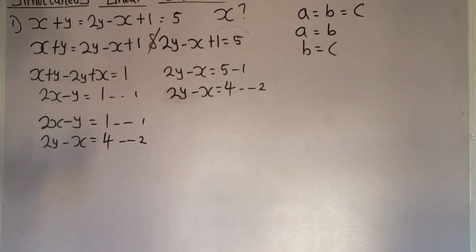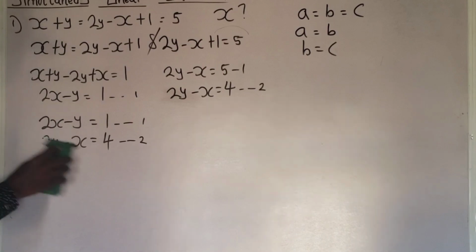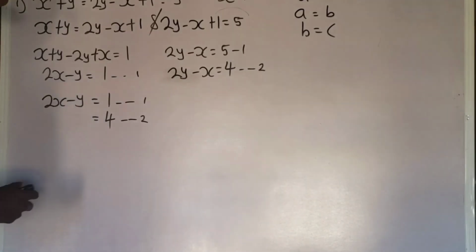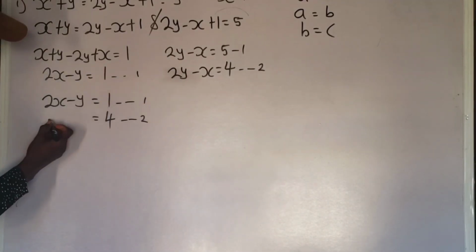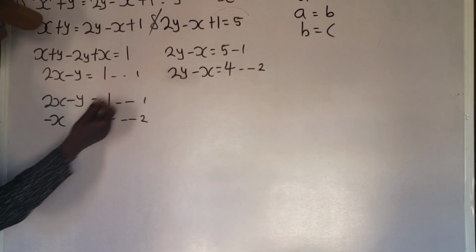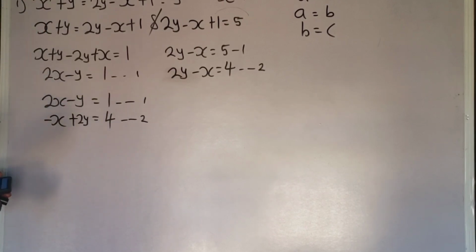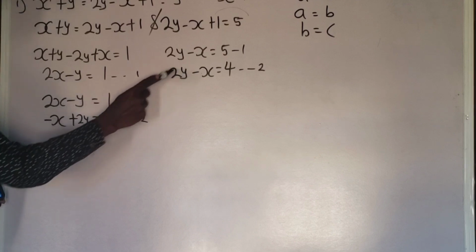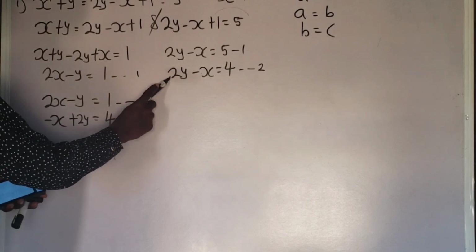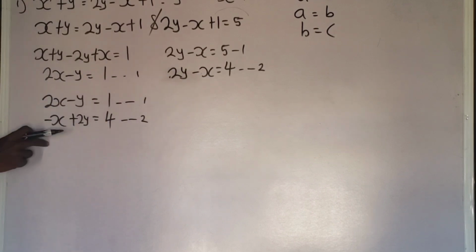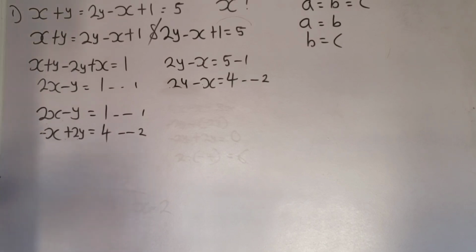Now, please pay attention. I want to rearrange equation 2 such that this negative x will be here and this positive 2y will be here. So I'm going to have negative x, positive 2y equals 4. It's also the same thing. I just moved this negative x to this place and this positive 2y to this place. That's why I arrived at this.